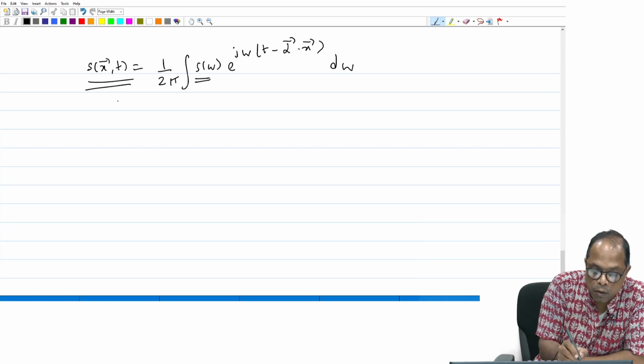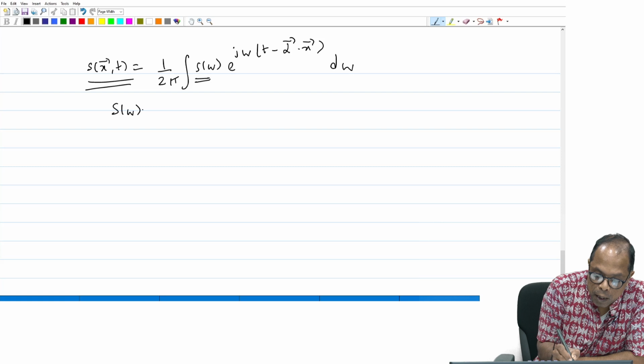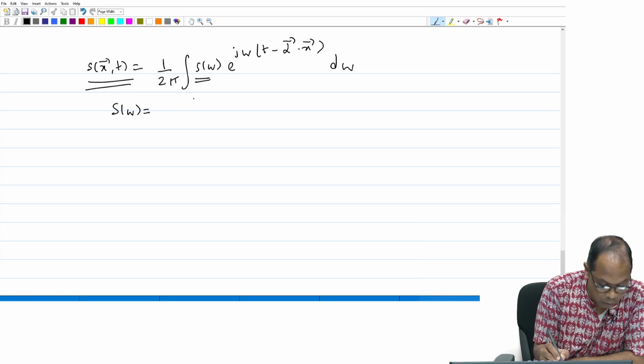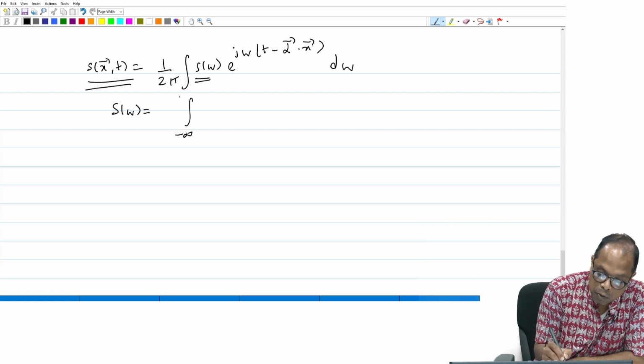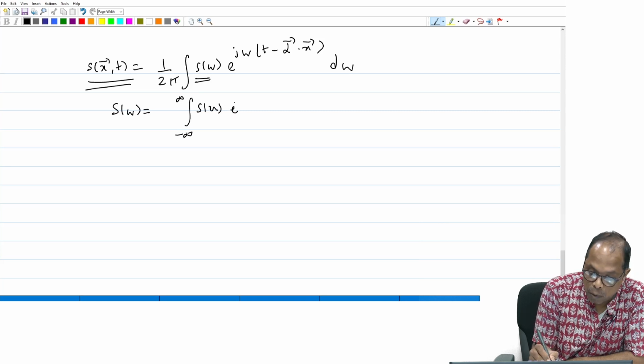What is this S of omega? S of omega is the Fourier transform of another measurable function s of u: the integral of s of u e to the power minus j omega u du.